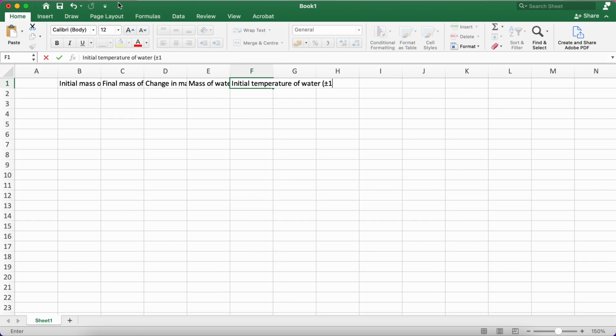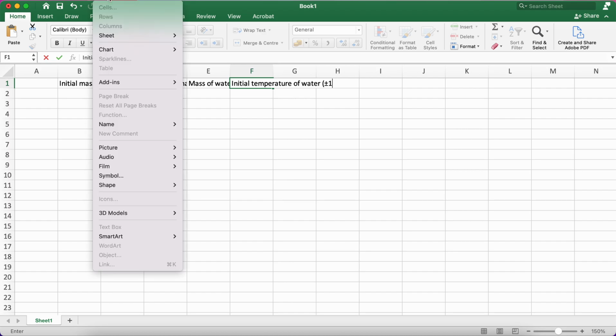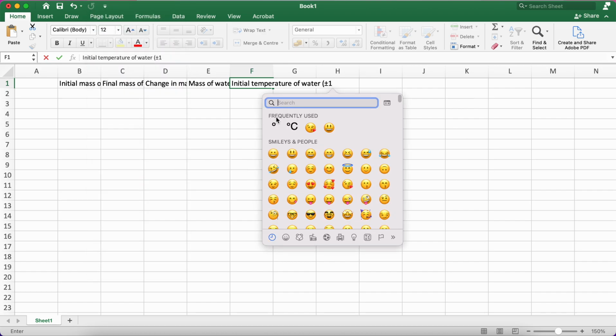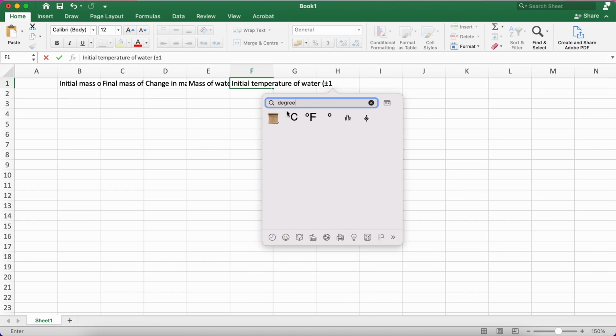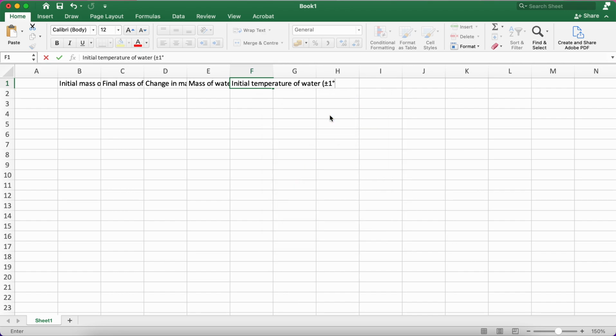So I go to insert symbol. I've already got it here because I've recently used it, but I just type in degree and it gives me different symbols. I could use degree C. I'm just going to use the degree symbol, and then I type my own C. So that's initial temperature of water to the nearest 1 degree C.